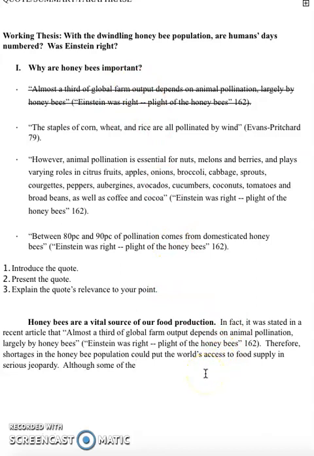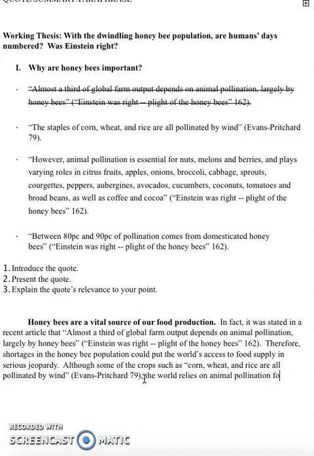Although some of the crops, such as corn, wheat, and rice, are all pollinated by wind, and I'm not done with this sentence, okay, the world relies on animal pollination for the following crops. That's a way for me to get both of these quotes in at once. Okay, so here's what I'm going to do.